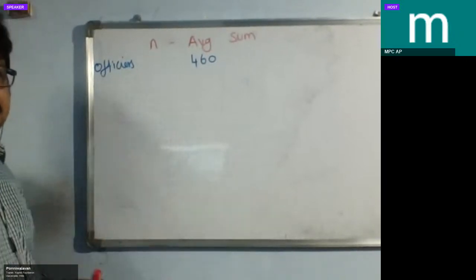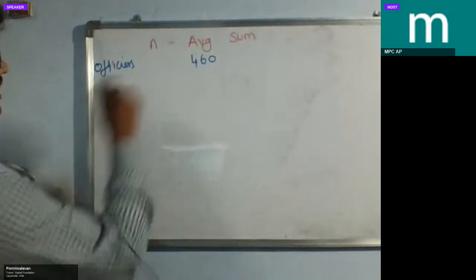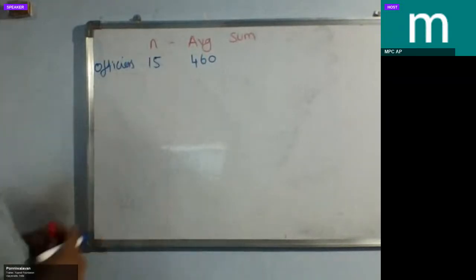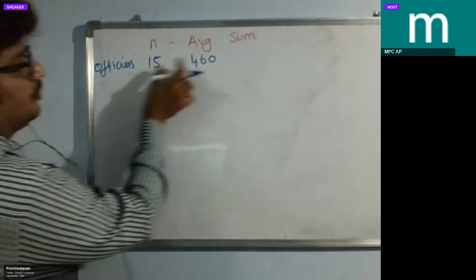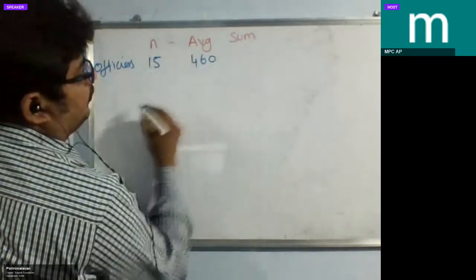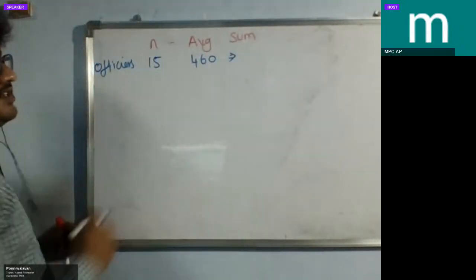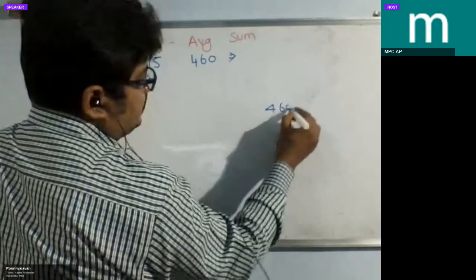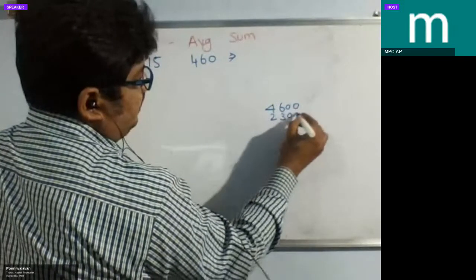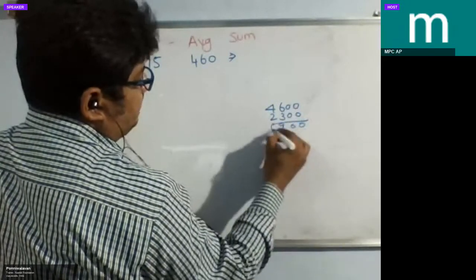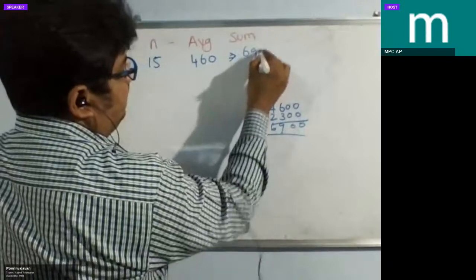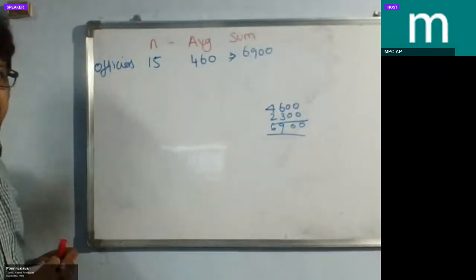I pasted the question. Check if the number of officers is 15. Okay, so 15 into 460. What is 15 into 460? That is the sum. 4,600 plus 2,300, so it is 6,900.